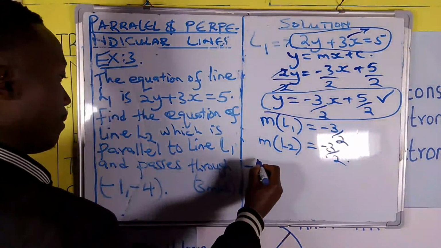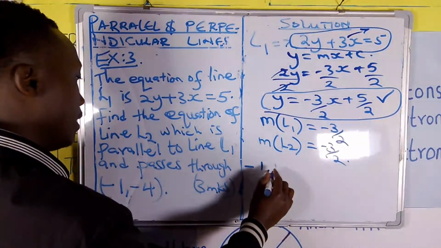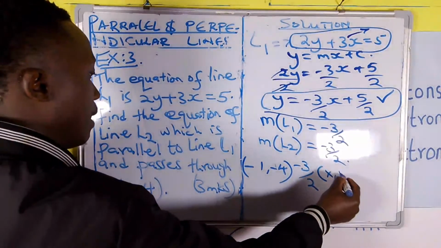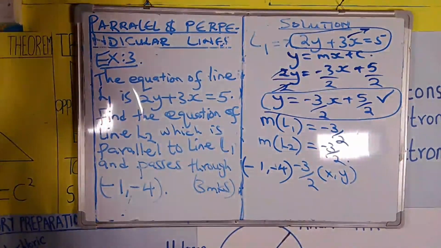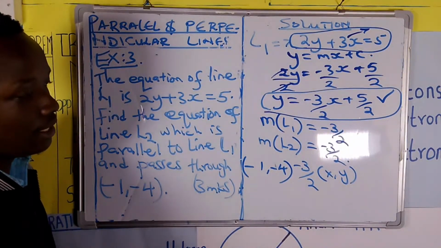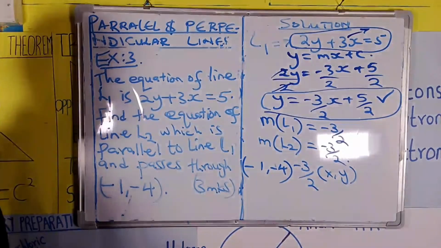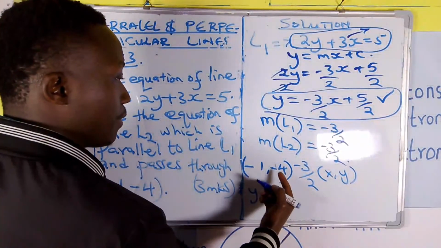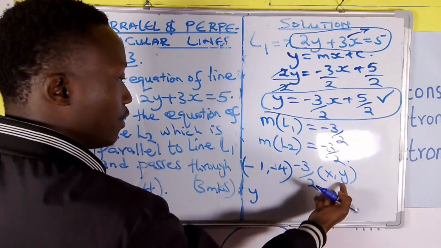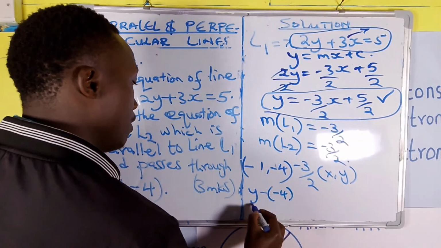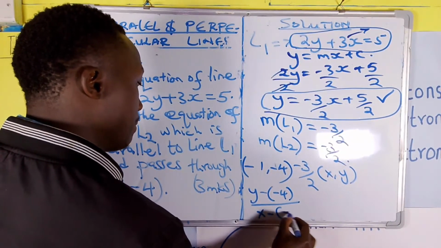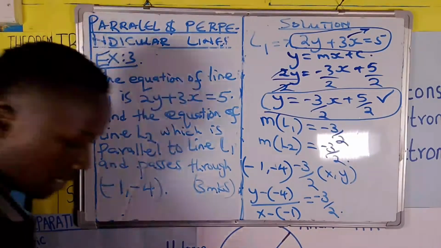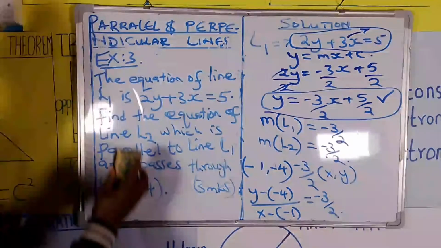Bearing in mind, we have the point of contact, which is negative 1, negative 4. Then we have negative 3 over 2, and we have our arbitrary point as x and y. By having that, we will proceed to determine the equation of the line. We will say y minus minus 4 over x minus minus 1 is equal to negative 3 over 2. So let's wrap this area.